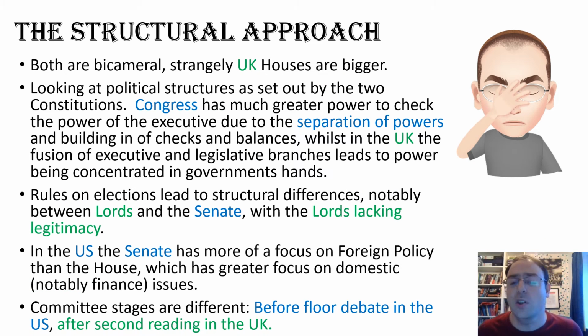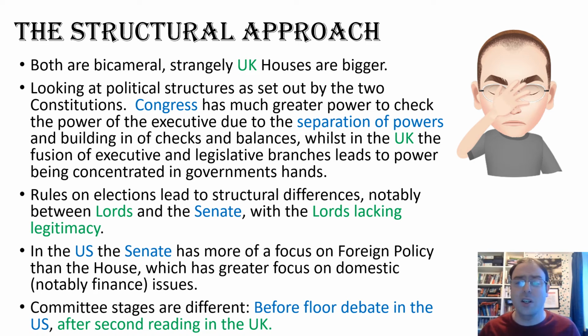The structural approach, again, always my favourite, and we can pick out lots of different bits from this. So both are bicameral, though strangely the UK houses are bigger, despite it being a much smaller country. So you can look at political structures, and particularly the two constitutions. Congress has much greater power of check on the executive because of separation of powers. Whilst in the UK, you've got this fusion of the executive and the legislative branches, and this leads to power tending to be concentrated in government hands.